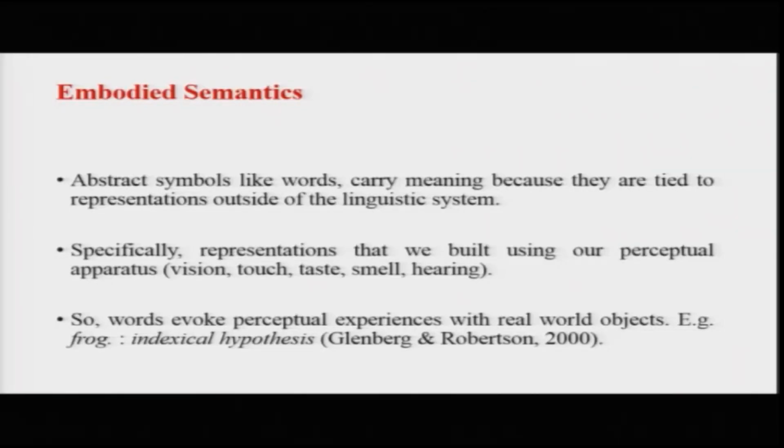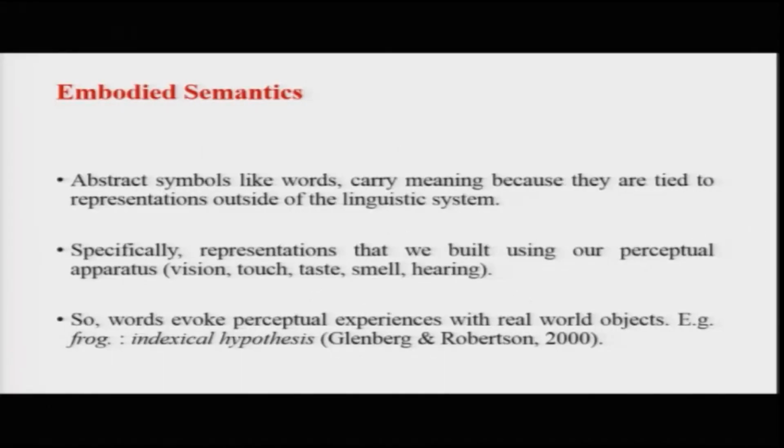So embodied semantics basically believes that abstract symbols like words carry meaning because they are tied to representations outside the linguistic system. So these words and their representations are tied to other kinds of representations which are not linguistic in nature, but which might be sensory, perceptual, perception and action kind in nature. Say for example, the representations could be built up by our sensory or perceptual apparatus, so touch, taste, smell, those kind of things.